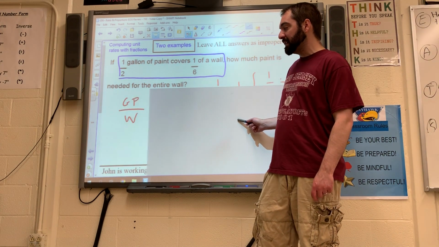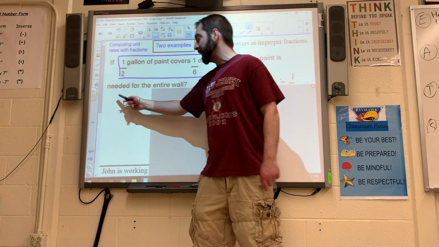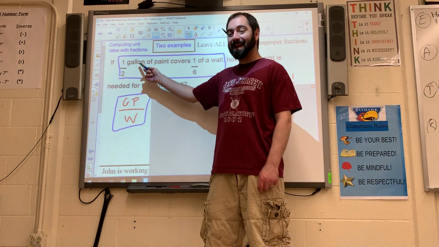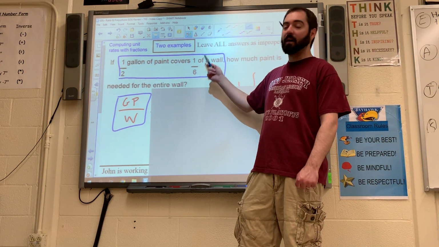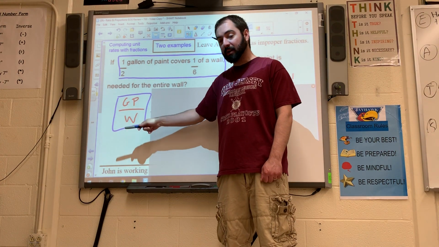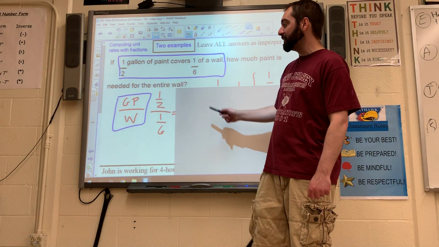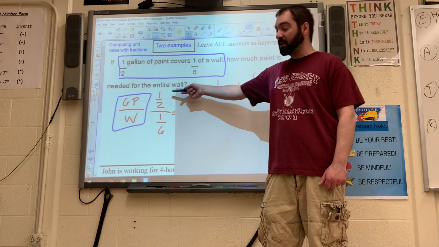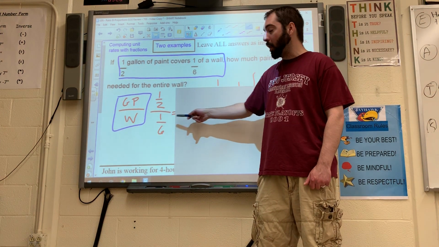First off, there's my ticket. Gallons of paint, walls. My ticket explains the numbers. So this is 1/2 gallons of paint. This is 1/6 of a wall. Gallons of paint compared to walls. The 2 numbers that are together in the same sentence, 1/2 over 1/6. Gallons of paint, amount of wall.